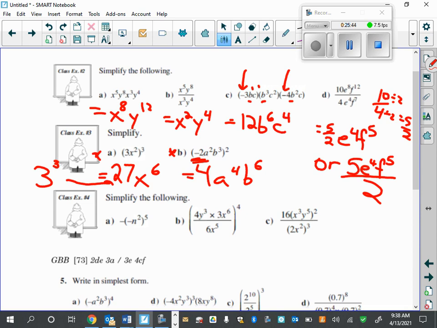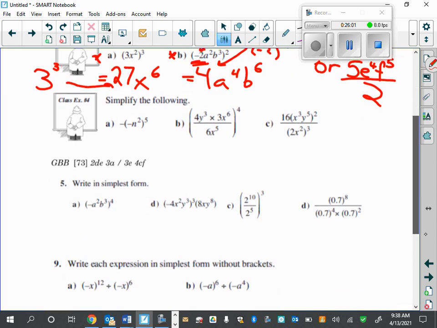So how do you get this 4 here? It's negative 2 all squared, because that negative sign is inside the brackets. Okay, so negative 2 times negative 2. I'll just leave that up there for you, Hugo.